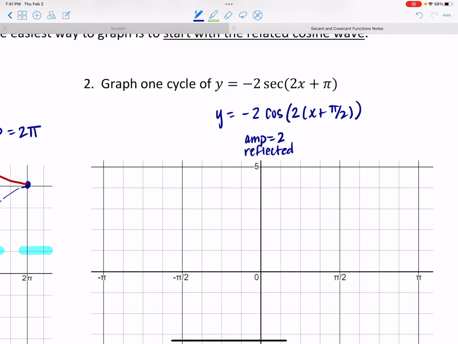And I know that this changes my period. So my period, which is normally 2 pi, is going to be cut into 2 cycles. So my period is going to be pi. That's how long it takes for one to happen. And that's important because we're just graphing one cycle.